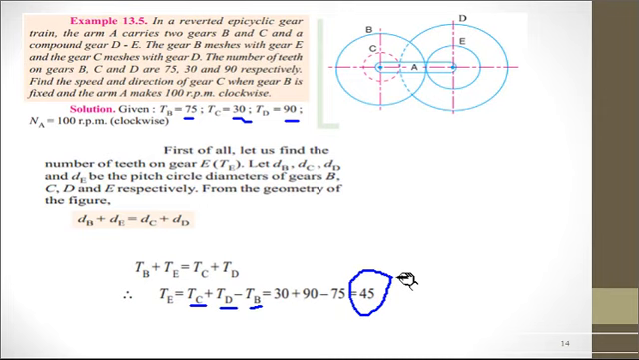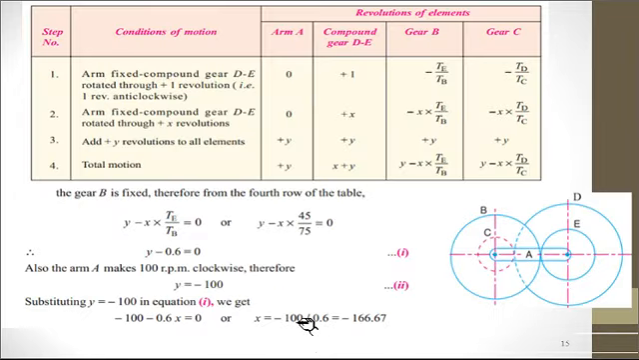Next, after calculating the unknown teeth on the gear wheels, we need to move to the tabular method for evaluating the speed and rotation of the gear wheels. So this is the tabular method. In the last video we already saw how to solve problems using the tabular method.